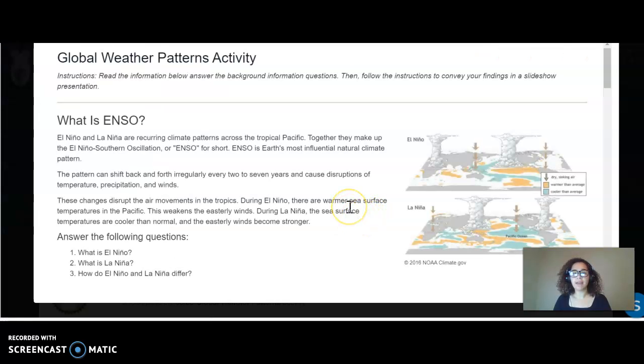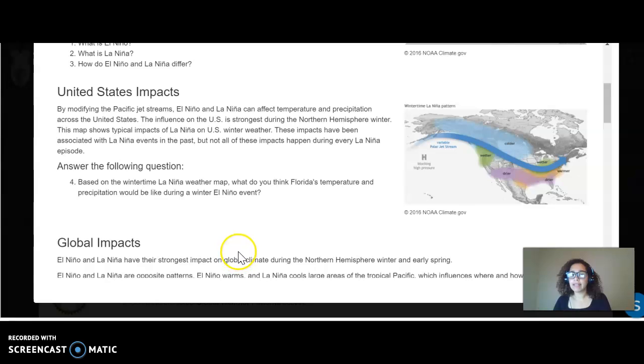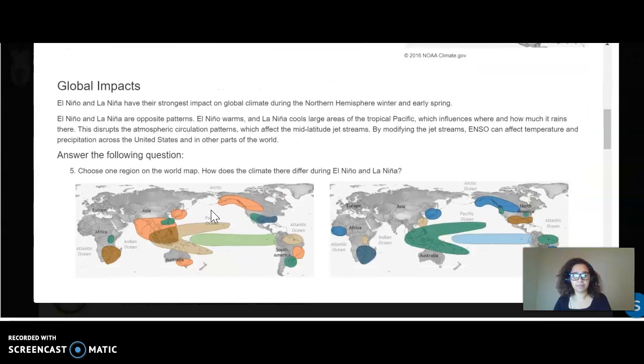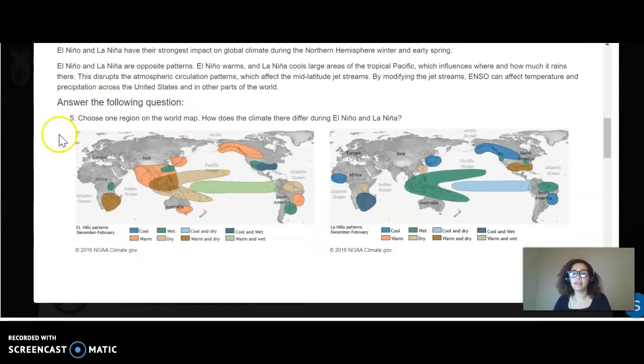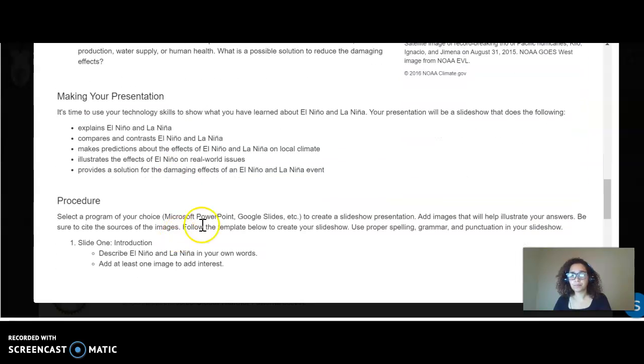Here you're going to be investigating how El Niño and La Niña, which are recurring climate patterns, affect the weather around them. To do this effectively, we first have to get some background information. First you're going to learn about what El Niño and La Niña are, and answer these questions. Then you're going to learn how the United States is impacted, and we'll write down our answers to the questions. Then we're going to look at the global impacts and answer a question. Finally, we're going to look at the aftermath of El Niño and La Niña and answer a sixth and final question. Then, based on what you've learned, you are going to make a slideshow.